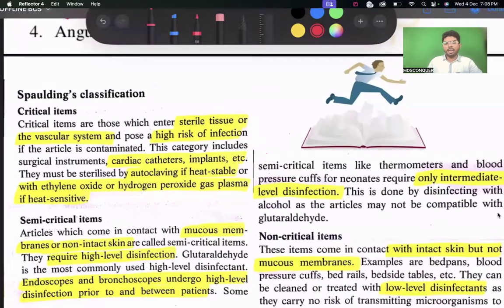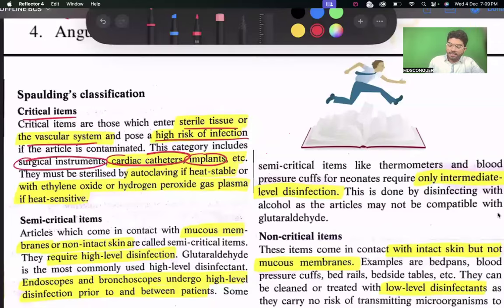Next comes instrument classification. This is a common topic of operative, endo, and microbiology, because an endo-inclined, operative-inclined question was once given in NEET examinations related to this. So critical instruments are those which come in contact with sterile tissues or the vascular system. Sterile tissue and the vascular system have a high risk of infection. So these are basically surgical instruments, implants, and everything which comes in contact with blood.